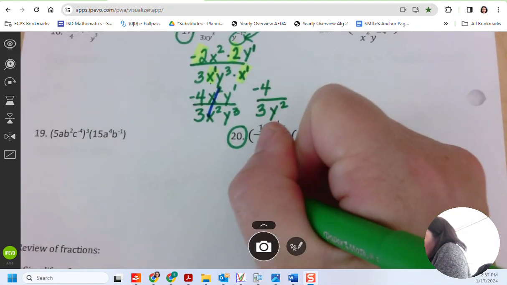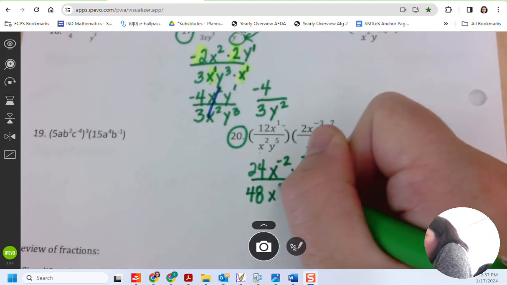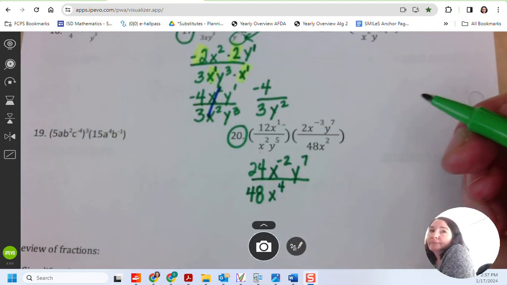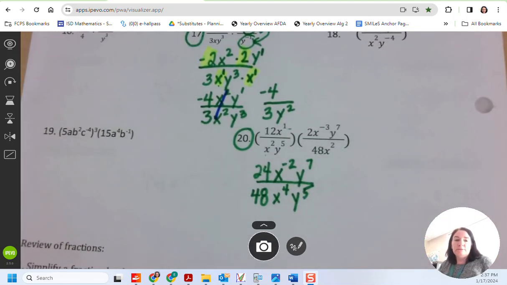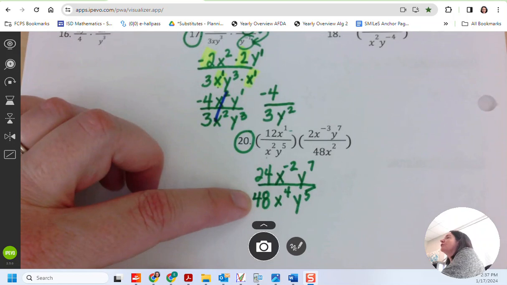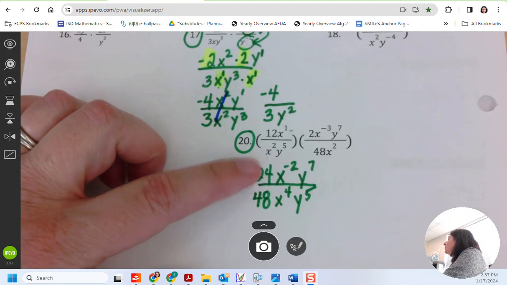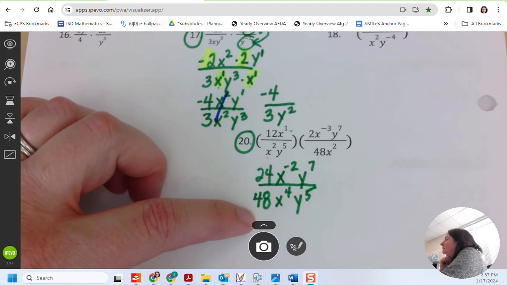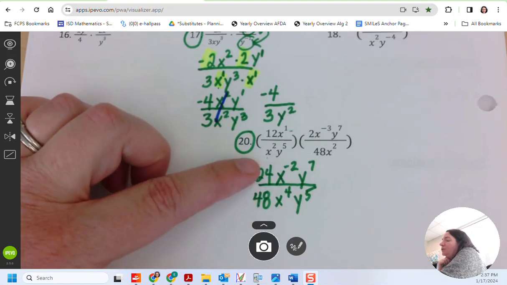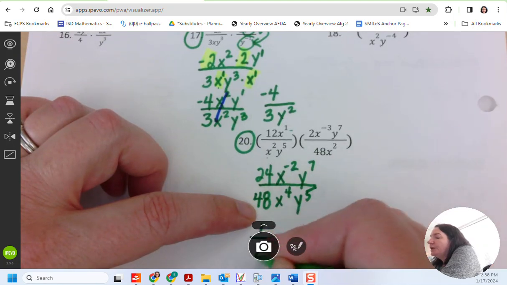All right, on the bottom, I have 48. X squared times x squared gives me x to the 4. And I have y to the 5. I'm going to pause there because the next step is going to be work also. 24 over 48. You don't subtract them because they're not exponents. But you can simplify them. 24 over 48 simplifies to what fraction? If I can divide them both by 24, right? And this will give me 1 on the top and what on the bottom? 2. So 24 over 48 is 1/2.